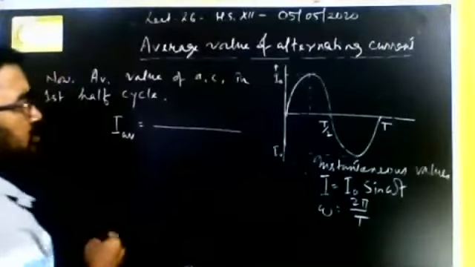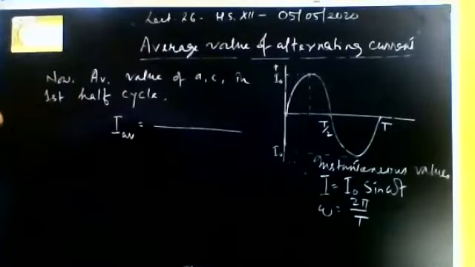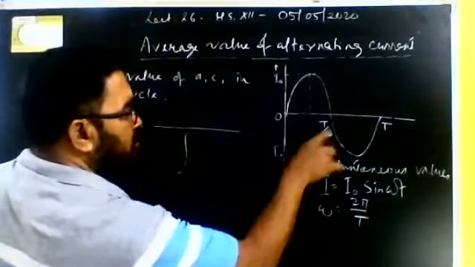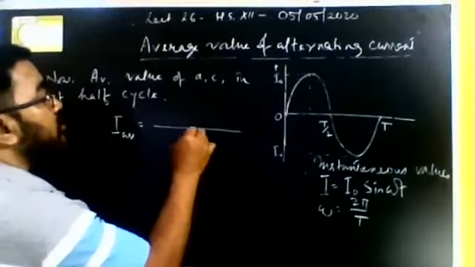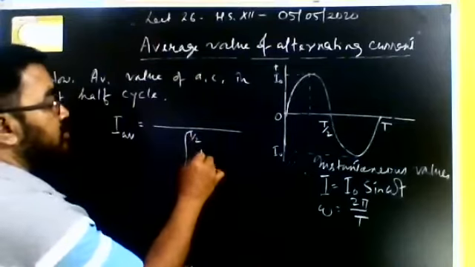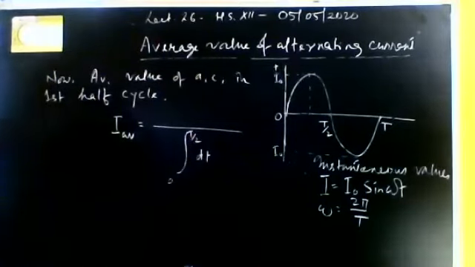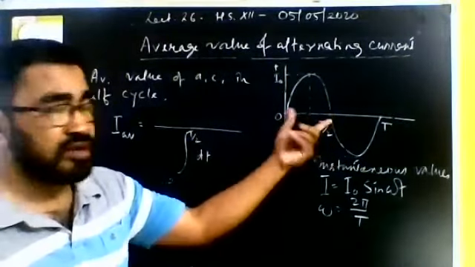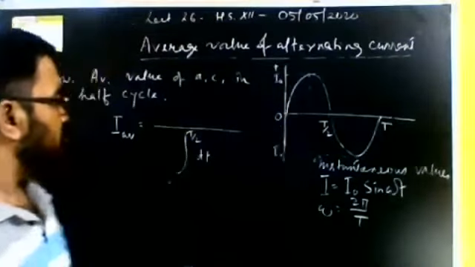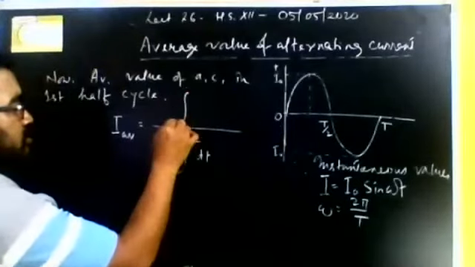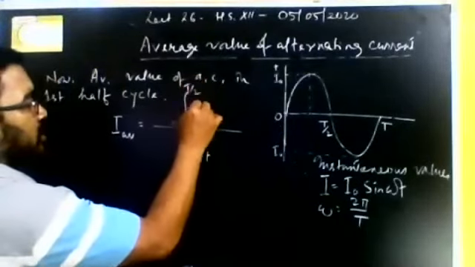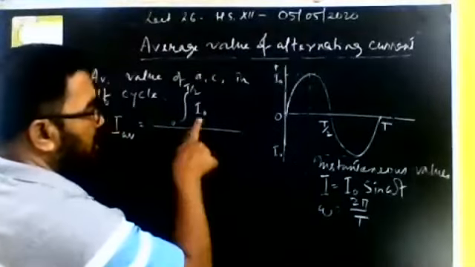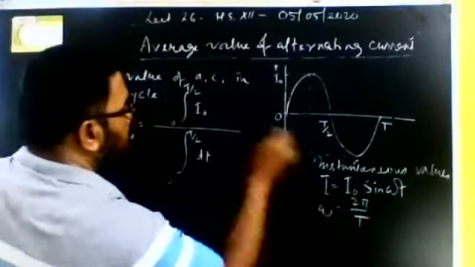According to the formula for finding average value, it should be integrated within the time limit from 0 to T by 2, and divided by the same time, because we are going to find the average value of alternating current within this range. Here the average value from 0 to T by 2, the current is I, so we are putting I naught sin omega t.